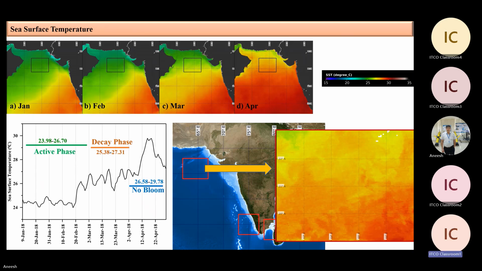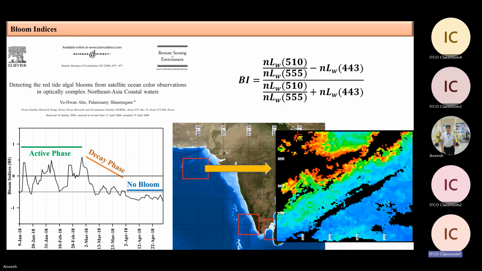Coming to sea surface temperature, because that's the period when we experience the intense algal bloom, is mostly during the winter time when the sea surface temperature is roughly 24 degrees. So normally it is like 30 degrees, but it goes down, sometimes a little less than 24 degrees. So that is one indicator. So most of the blooms that occur and that we see are associated with low sea surface temperature of roughly 24 degrees. And there is one more product which we are deriving from satellite, the bloom index.